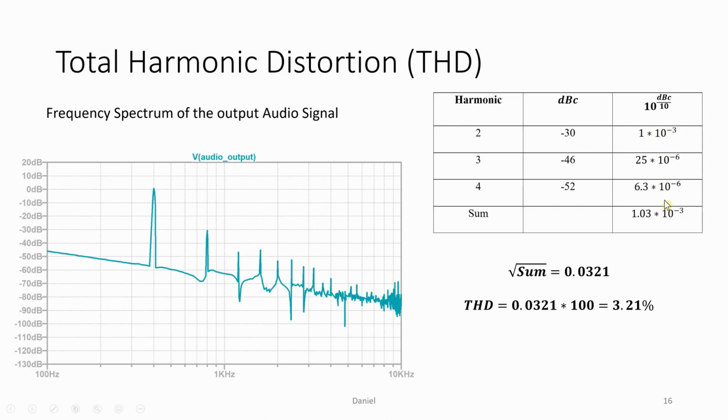Then I take 10 to the dBc over 10, and I made the calculation and took the sum for this column right here. I take the square root of this sum, and I have 0.0321. Multiplying by 100, I get the total harmonic distortion, which is 3.21%, and that is less than 5% based on the project description.